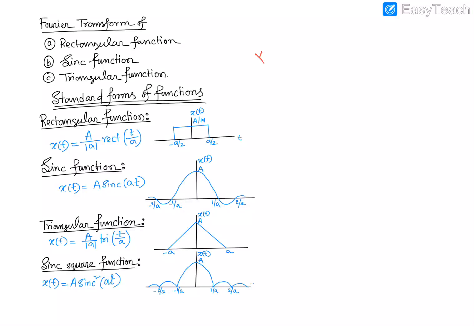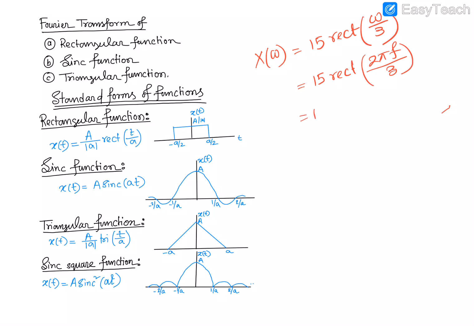Suppose the function is given as X of omega equals 15 rectangular omega by 3. So you can write it as 15 rectangular of omega, which is 2 pi f, by 3. So this equals 15 rectangular of f divided by 3 by 2 pi. In order to compare this function with the standard form, you just have to replace t by f and then compare.